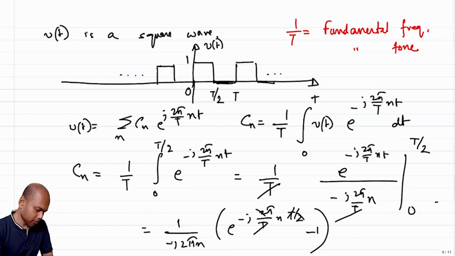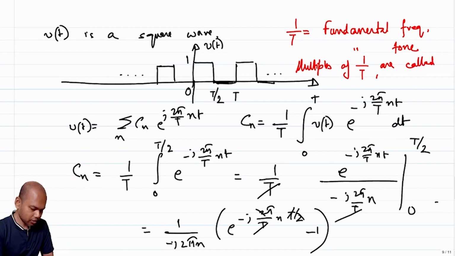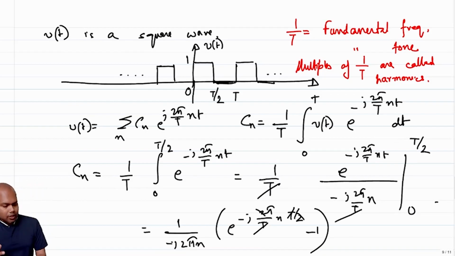So multiples of 1 over T are called harmonics, right? So essentially, if it's 50% duty cycle, you only get odd harmonics and you do not get even harmonics. And the other key result is that the strength of the odd harmonics are 1 over pi, 1 over 3 pi, 1 over 5 pi, and so on.